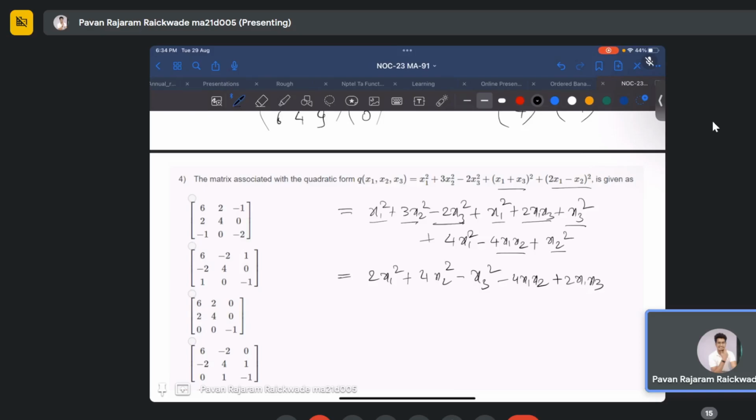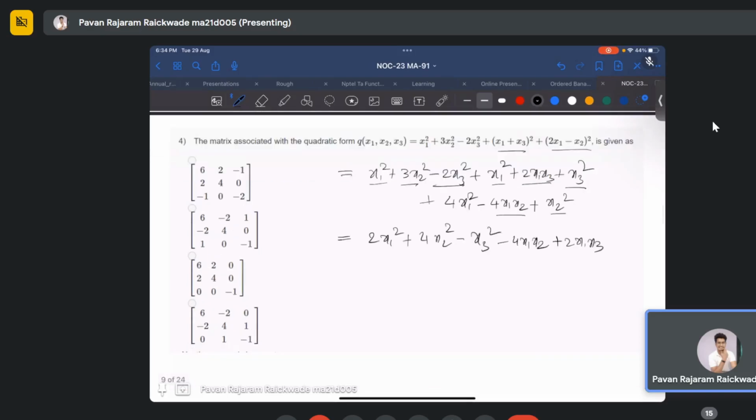Okay. So how do you get a matrix associated with the quadratic form? You first find the second degree terms, the squares, x1 squared, x2 squared, x3 squared. Put those in the diagonal entries. Then you find the multiple terms, x1 x2.